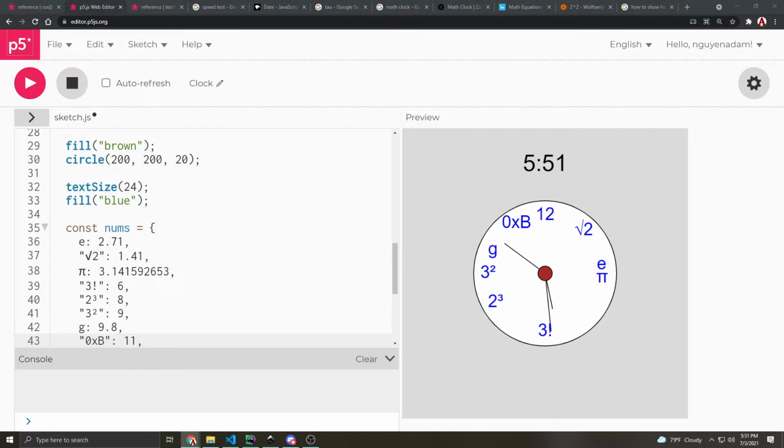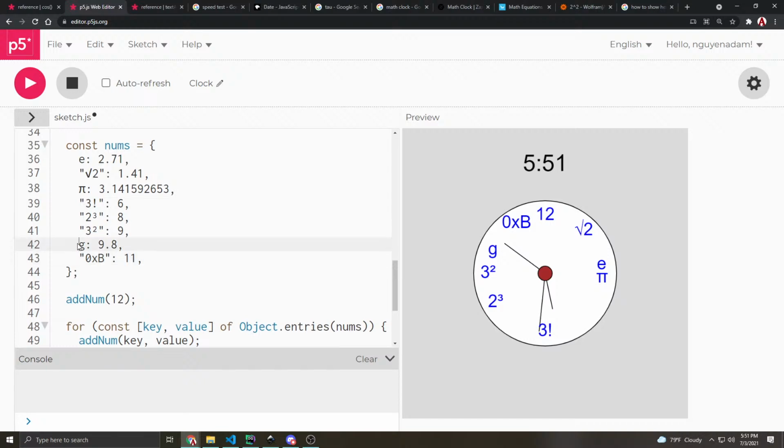Yes. Yeah, I wish there was a small text option. There probably is somewhere, but I'm not too sure where that is.